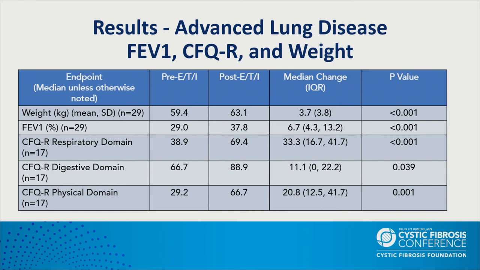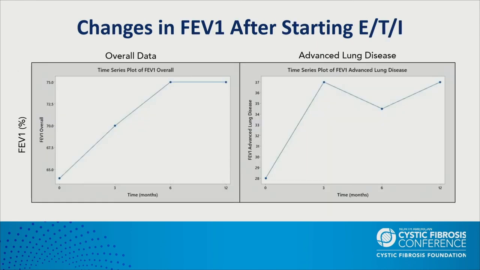And then in the advanced lung disease group, we saw very similar differences, with an increase of 3.7 kilograms in weight, 6.7% increase in FEV1, 33.3 points in the respiratory domain, 11 points in the digestive domain, and then 20 points in the physical domain. All were statistically significant here as well.